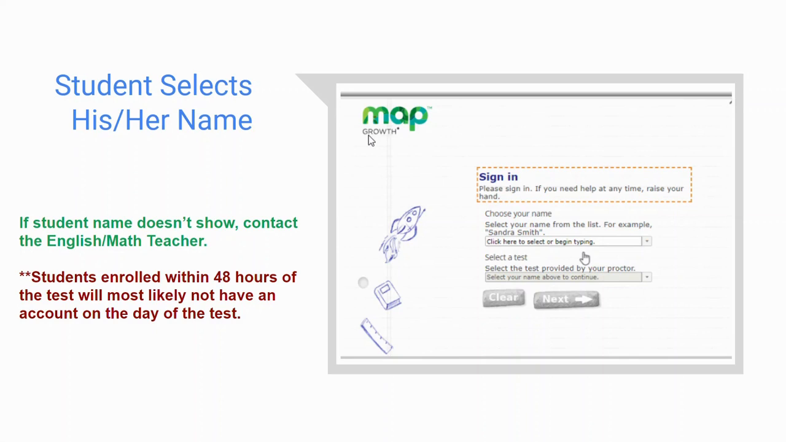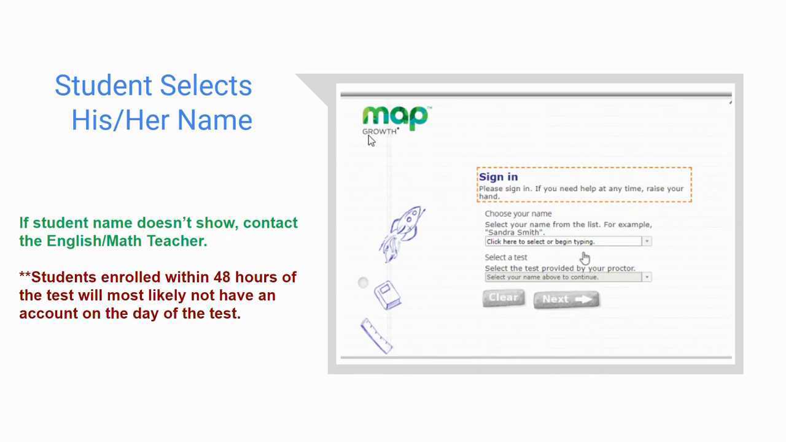Next, students are going to select their name from the drop-down. Now, teachers are only going to have one test session for every single one of their students, so there's going to be about 130, 140 students probably in the list here. So if they start typing in the first few letters of their name, it filters down to the names a lot quicker.